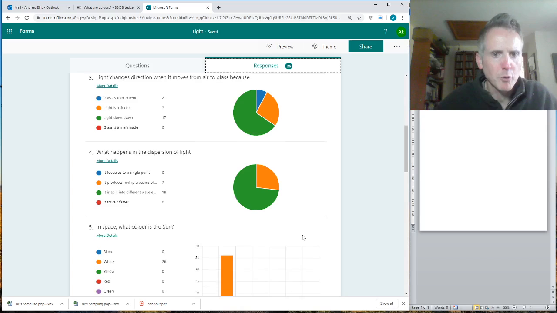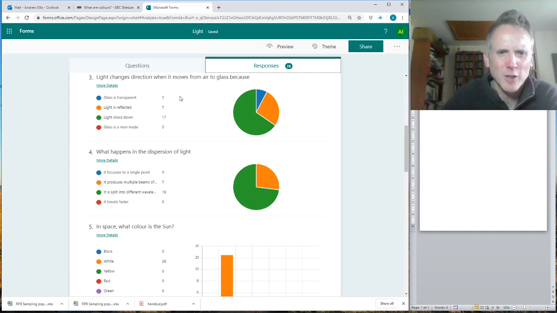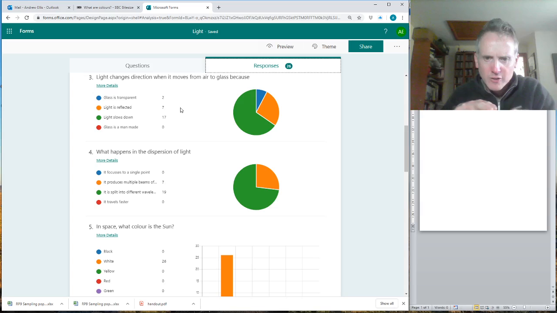Right, number 3. Light changes direction when it moves from air to glass because... 17 of you have put light slows down. 70 have said light is reflected. So again, well done, the majority. It slows down. No, glass is transparent, but that's not a reason why it changes direction. And yes, some light is reflected where light hits the glass because glass is shiny. You do get some reflected, but that's not why it changes direction. It slows down. Remember that analogy of the car driving into the sand? It's the same for light. It makes it bend round.